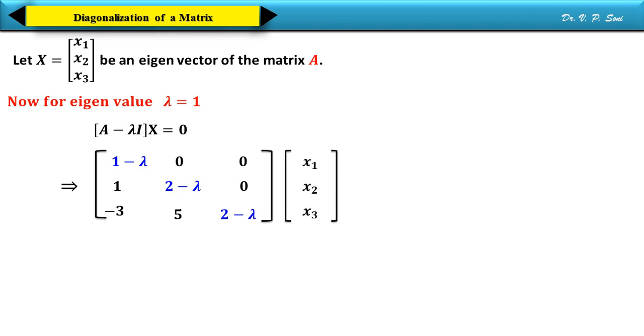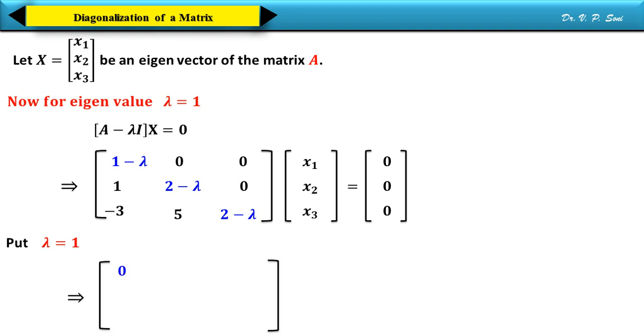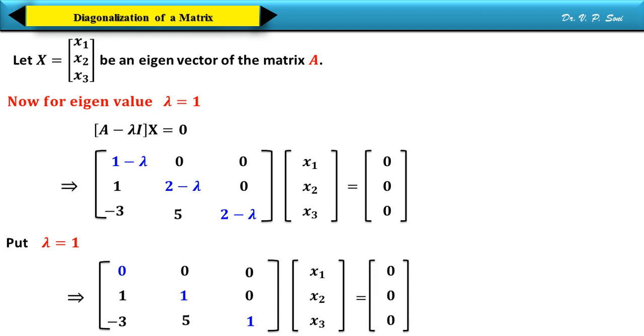column matrix x1, x2, x3 equal to column matrix 0, 0, 0. Now put lambda equal to 1, then we get matrix whose first row 0, 0, 0, second row 1, 1, 0, third row minus 3, 5, 1 into column matrix x1, x2, x3 equal to column matrix 0, 0, 0.